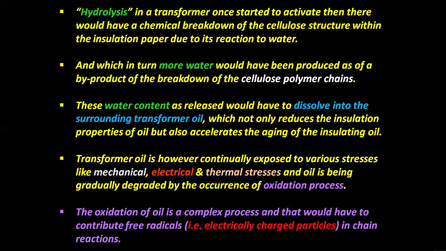Once hydrolysis in a transformer is activated, there is a chemical breakdown of the cellulose structure within the insulation paper due to its reaction to water, and in turn more water is produced as a byproduct of the breakdown of the cellulose polymer chains. This released water dissolves into the surrounding transformer oil, which not only reduces the insulation properties of the oil but also accelerates the aging of the insulating oil.